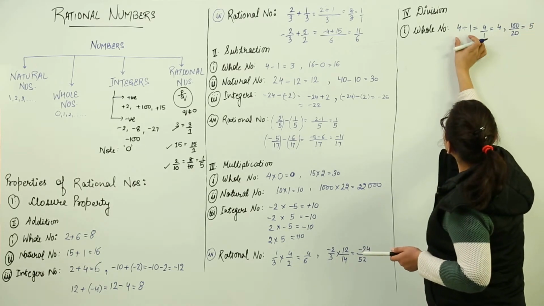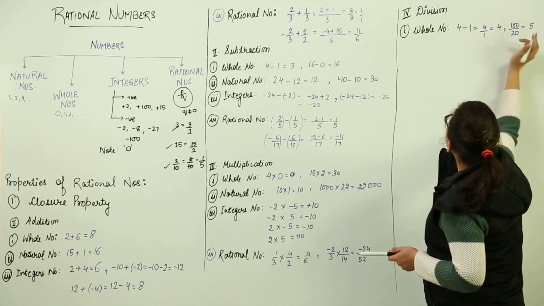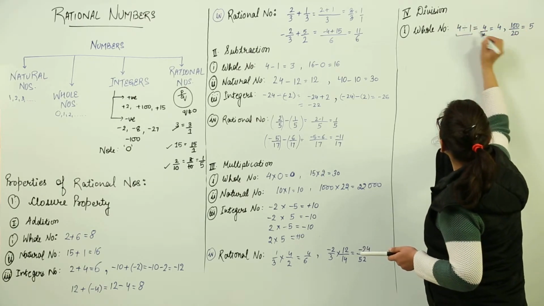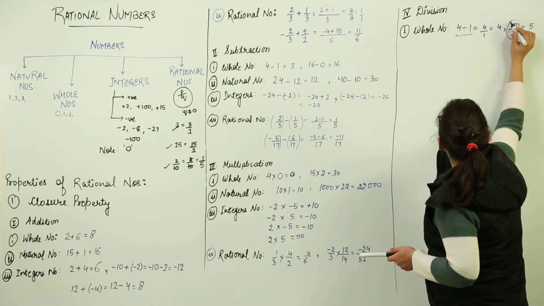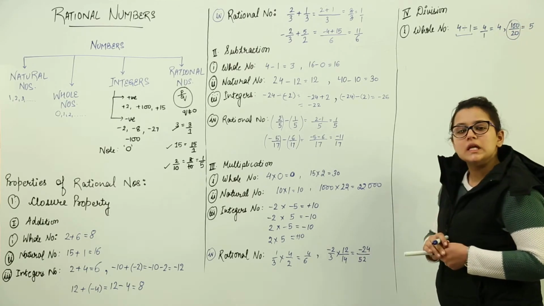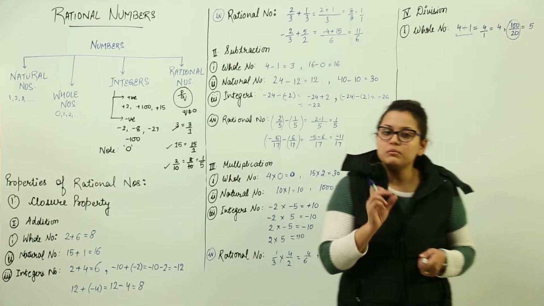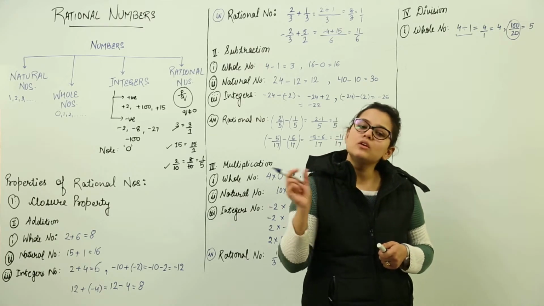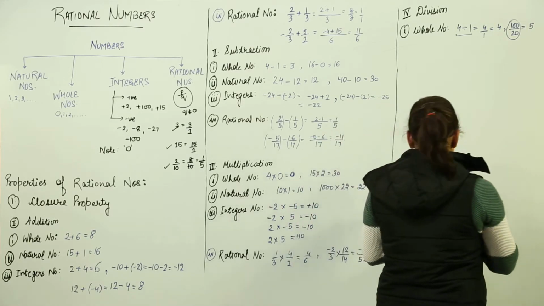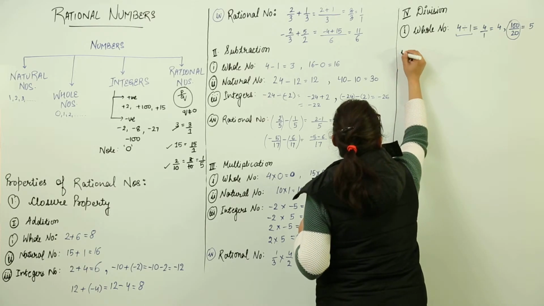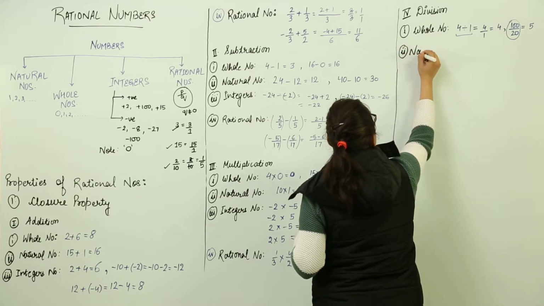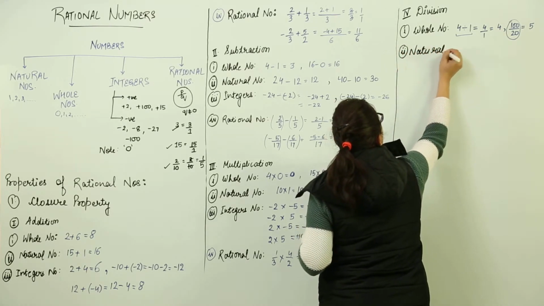Alright. So when two whole numbers are divided, either you do it in this way or you do it in this way. You are dividing two whole numbers only. That would give you whole numbers. The answer would be having the whole number only. Now, what will be the next case? Next would be for natural numbers. Let us do the division for natural numbers now.